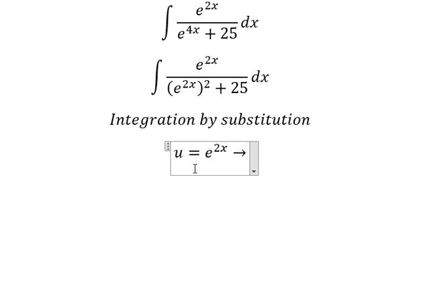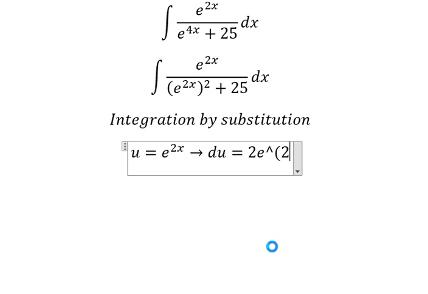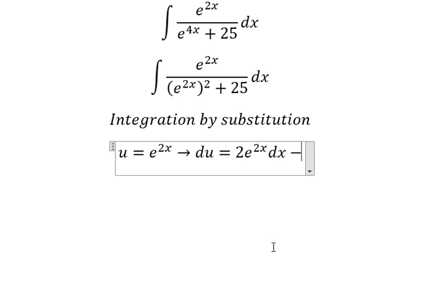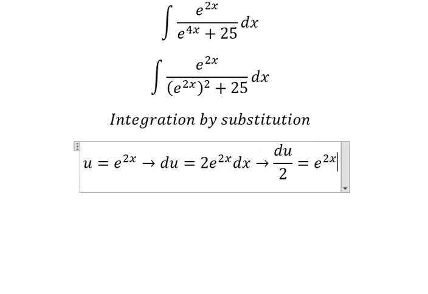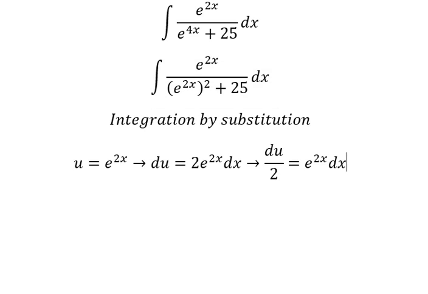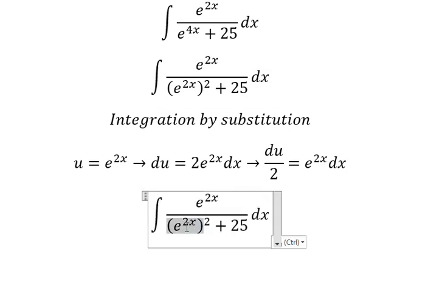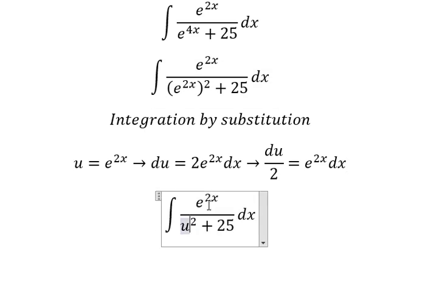Later we need to take the first derivative of both sides, and we have du equals 2 e to the power of 2s ds. Because we don't have the number 2, we divide both sides by 2. This one we change to u, e to the power of 2s ds. We change by this one.